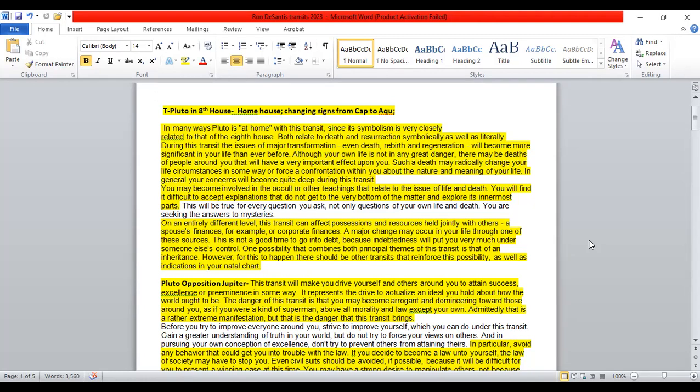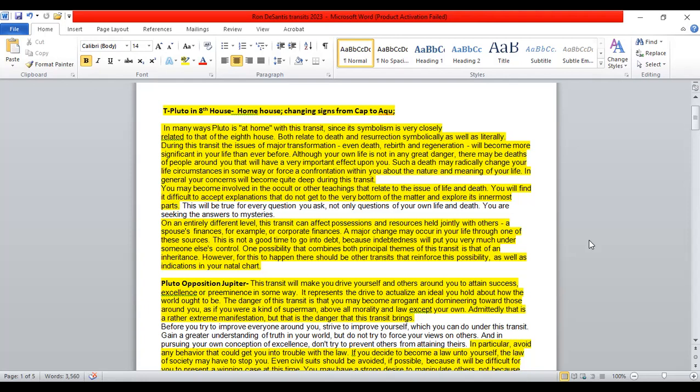During this transit, the issues of major transformation, even death, rebirth, and regeneration, will become more significant in your life than ever before. Although your own life is not in any great danger, there may be deaths of people around you that will have a very important effect on you. Such a death may radically change your life circumstances in some way or force a confrontation within you about the nature and meaning of your life.